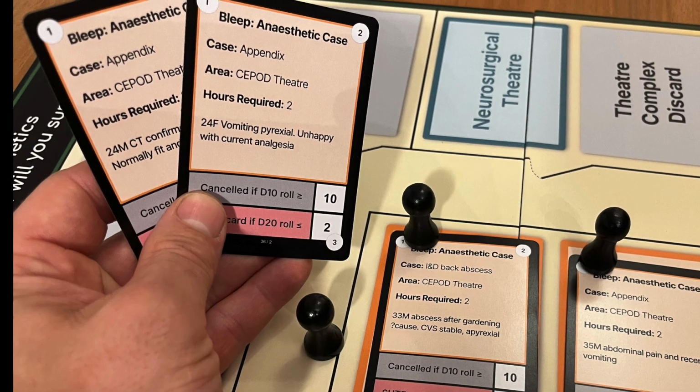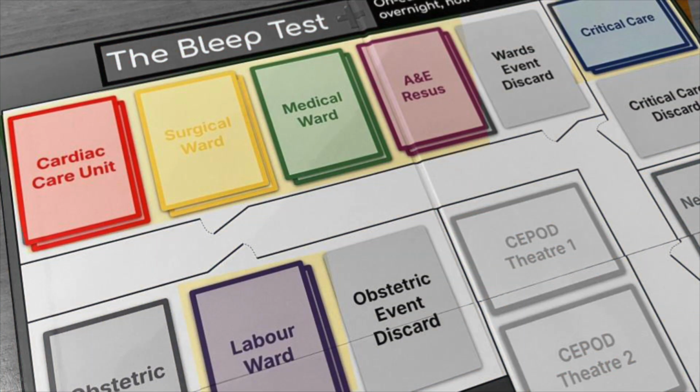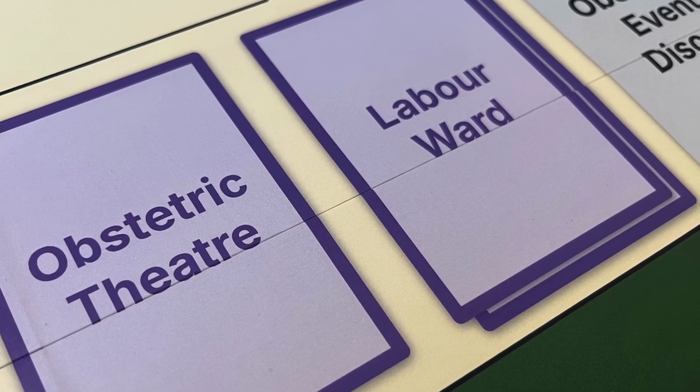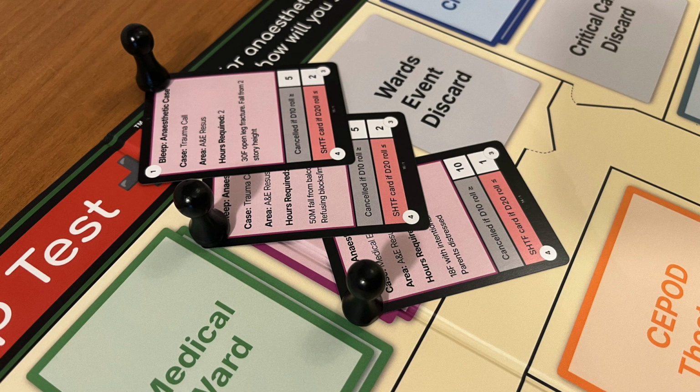In other areas, like A&E, critical care and labour ward, they have a flexible capacity. These are marked with double shadowed boxes, meaning you can run as many cases there as you like, providing you have a doctor for each one.